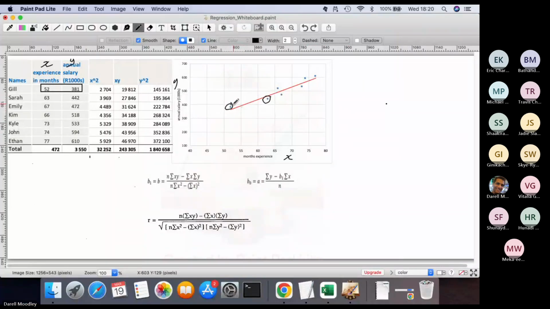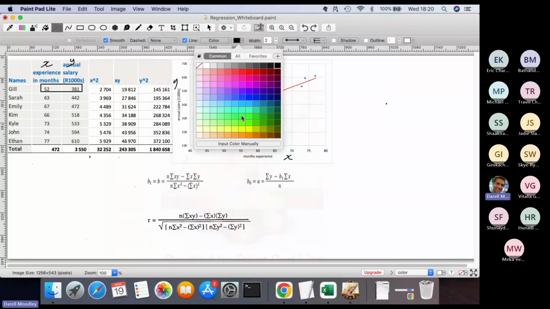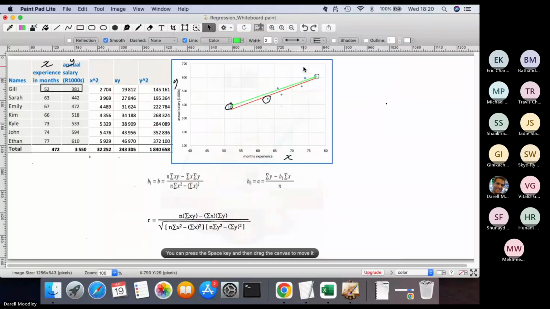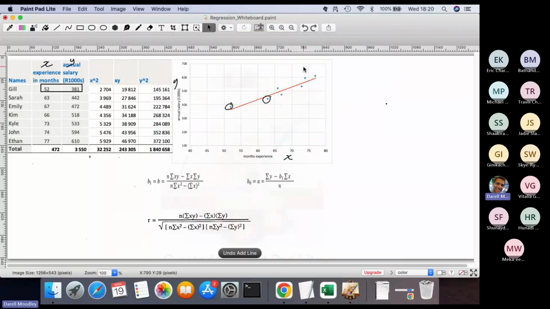You could tell me, I don't think the red line is the best line. You may say, I think this line here, let's do a different color, is the best line to fit this data. And we could go on and on about it. So in order to make it objective, there is a way to actually determine which is the best line that would fit this data.